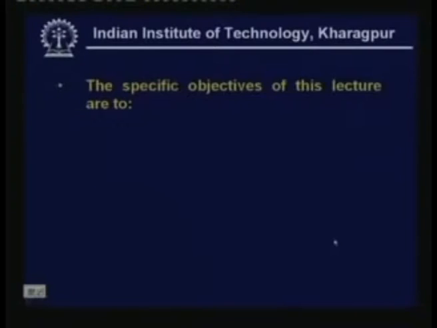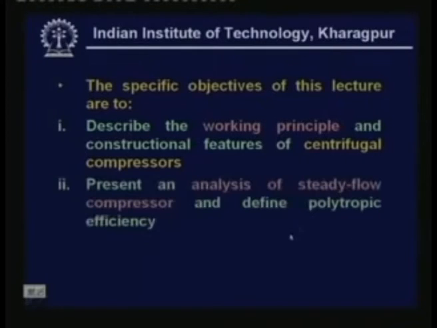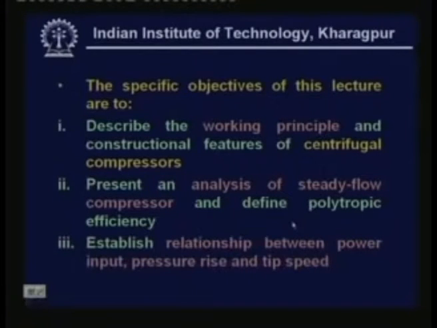Welcome back. In this lecture I shall discuss centrifugal compressors. The specific objectives of this particular lecture are to describe the working principle and constructional features of centrifugal compressors, present an analysis of steady flow compressors and define polytropic efficiency, establish relationship between power input, pressure rise and tip speed.